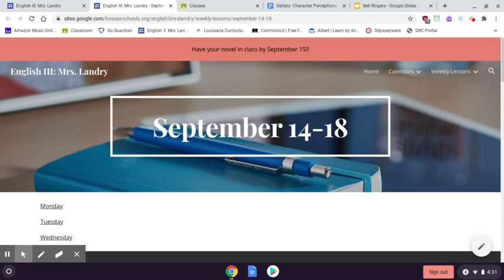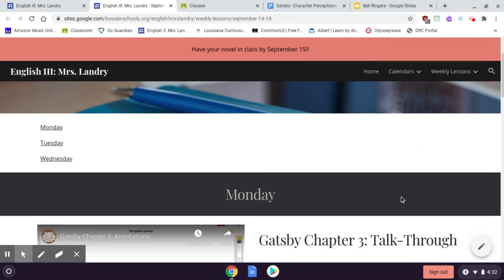Hey guys, here's Gatsby Section 2, Lesson 4, featuring my dog, who insists on being here right now. So, Gatsby Section 2, Lesson 4.